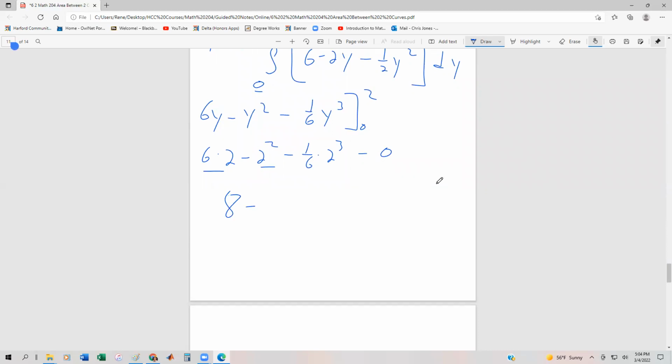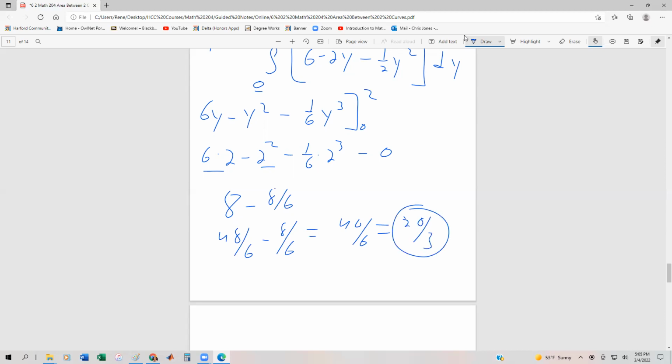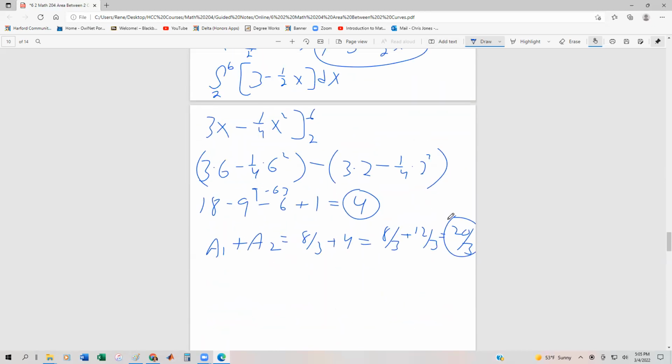This becomes, it's going to end up being 8 over 6. All right. If we get a common denominator this time of 6, that's going to end up being 48 sixths minus 8/6, which is going to be equal to 40 over 6, which is 20 over 3. All right. And I'm hoping that's the same thing we got up here, which it is.